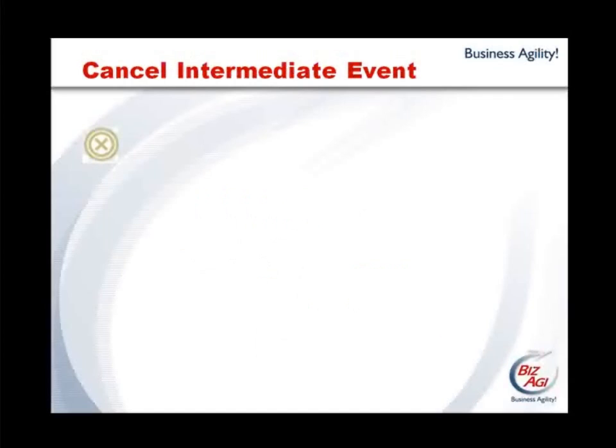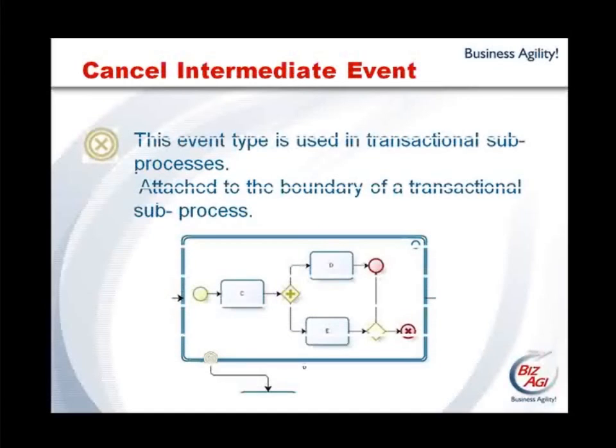Cancellation intermediate event. This type of intermediate event is used for a transaction subprocess. The cancellation intermediate event is always diagrammed on the borders of the transactional subprocess and indicates an alternative flow that can be made when the transaction subprocess is cancelled.